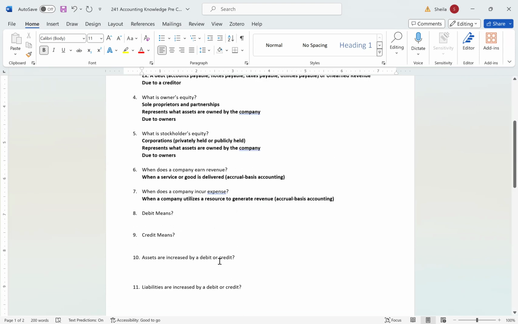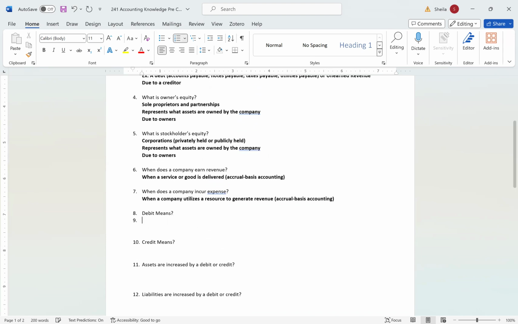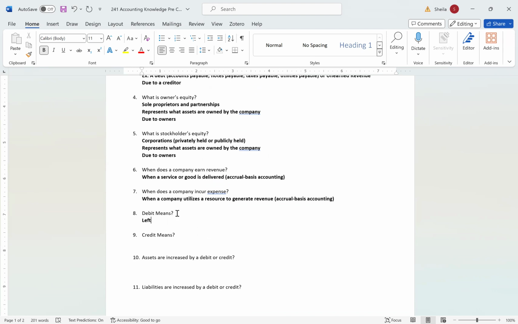Now, as we wrap up this pre-check, what does debit mean? Well, I want you to keep in mind that debit just means left. It means nothing more than that. And that's going to help us in our analysis of T accounts, which we're going to see later on. Same thing here. What does credit mean? Credit simply means right. And again, that's going to help us when we start thinking about T accounts and how things must be recorded.